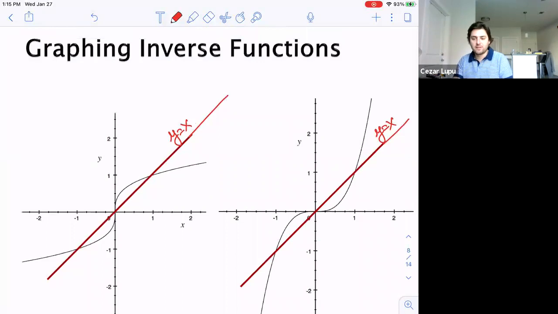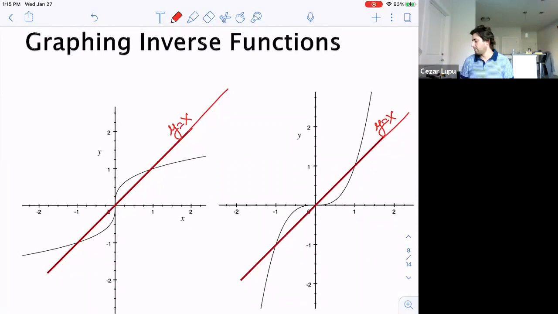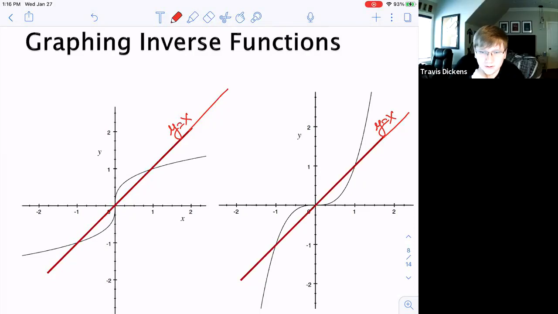So by just looking at these two graphs, what can you tell me about them? Look very, very carefully. So try to interpret them. And can you tell me, in fact, I'll be more specific with the question, how do these two graphs look with respect to that line, y equals x? Flipped. Say that again?